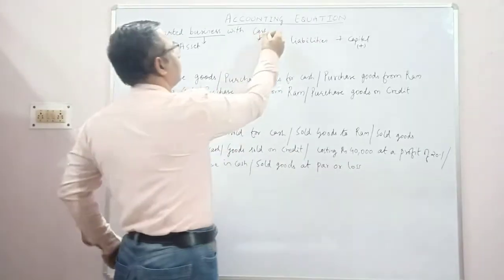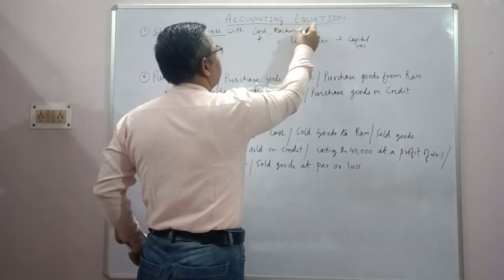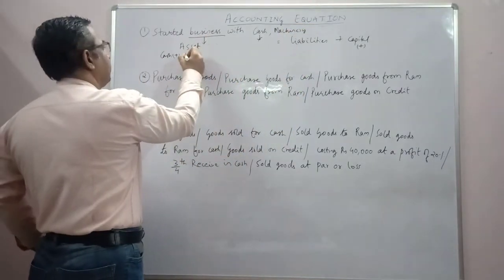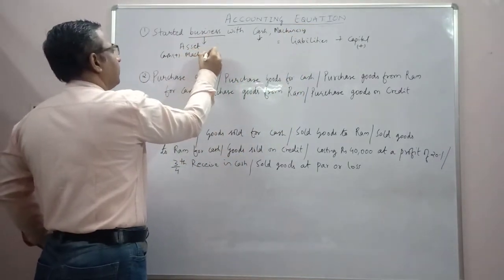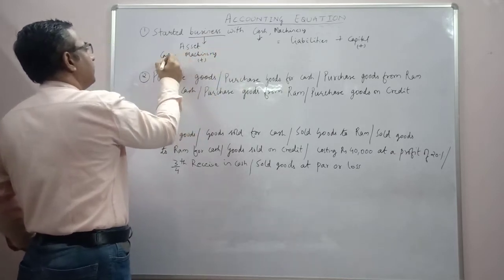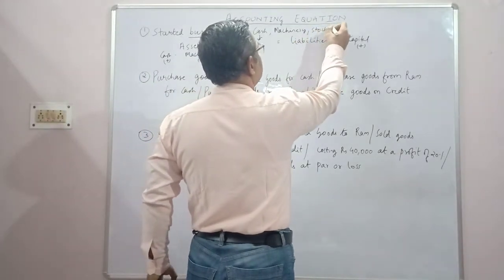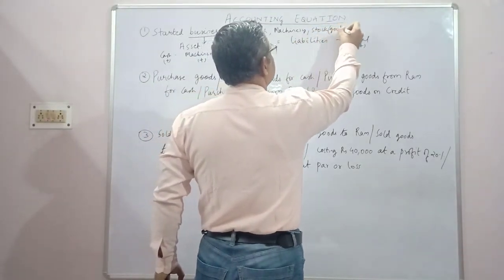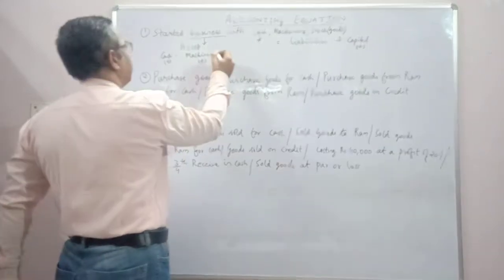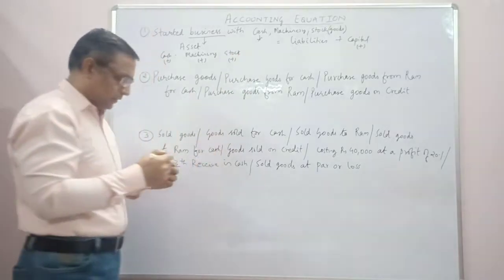When he brings machinery along with cash, we will make machinery here, and machinery also increases. Suppose he brings stock or goods, then we will make stock here. The stock will also increase.